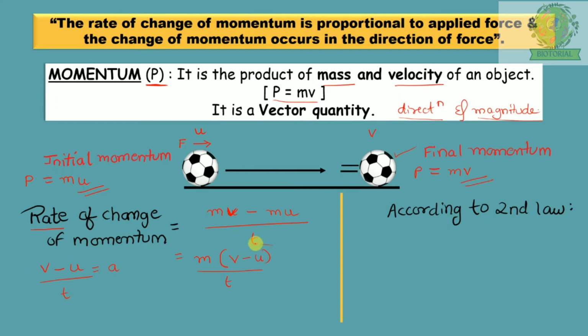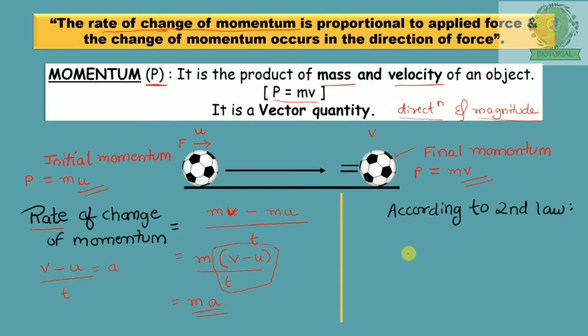So I can substitute this whole thing with a. So I'll write it over here, m a. So we get rate of change of momentum is equal to m into a. Okay, and according to the second law, now we can read the definition with respect to the momentum written in the yellow box, which says the rate of change of momentum, which we found over here to be ma, is directly proportional to applied force, and the change of momentum occurs in the direction of force.